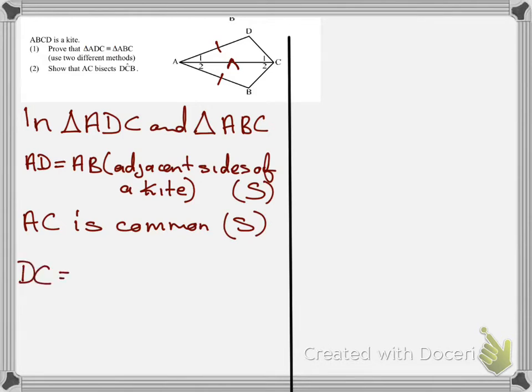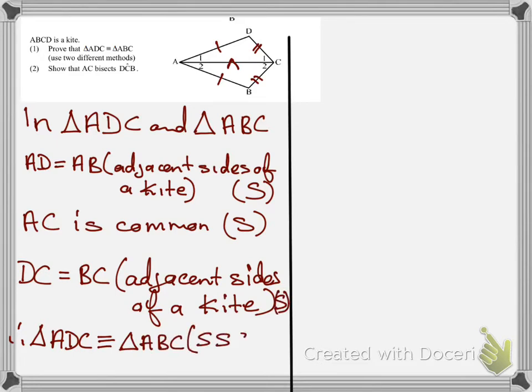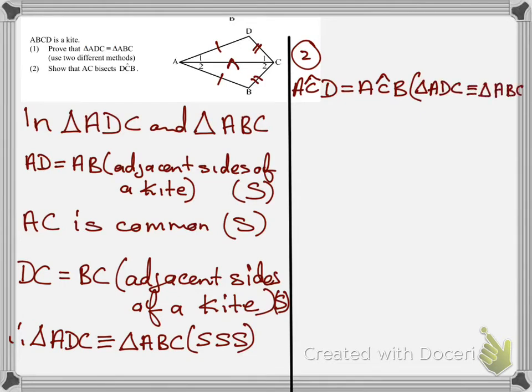Right, and then we say DC is equal to BC. Again, this is adjacent sides of a kite. So 2 pairs of adjacent sides are equal, so we used both. So now we can conclude that triangle ADC is congruent to triangle ABC because of the condition side, side, side. So all the sides are equal. All the corresponding sides are equal, making the triangles congruent.